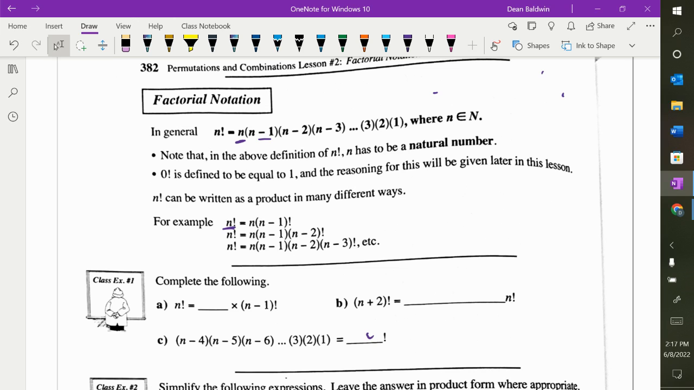The factorial is defined as going down to 1. We will get to 0 factorial in a sec. Didn't they say 0 is a natural number? No, natural numbers are 1 up, no negatives. 0 is part of the integer group. They tell you here, but I'll show you why later. We're not going to worry about it right now.